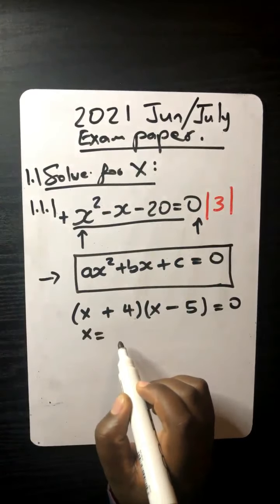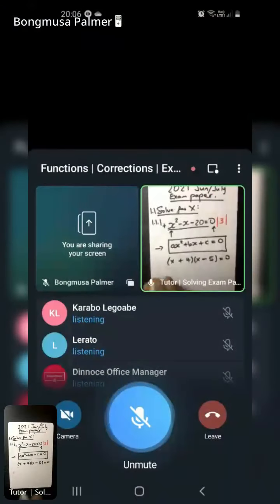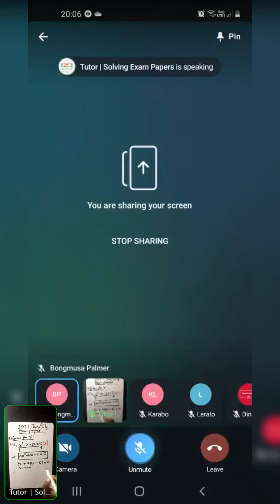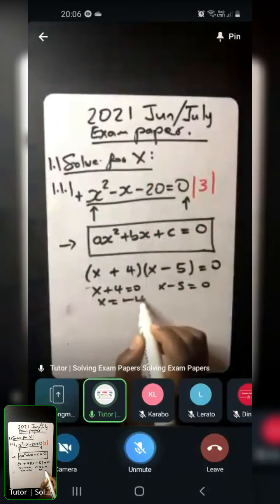So let me just not skip steps and say this is x plus 4 equated to 0. This is x minus 5 equated to 0. x is equal to negative 4. x is equal to 5.